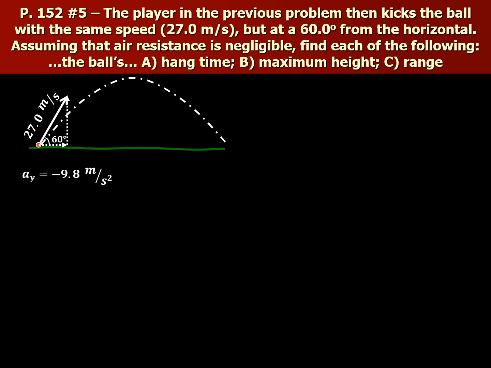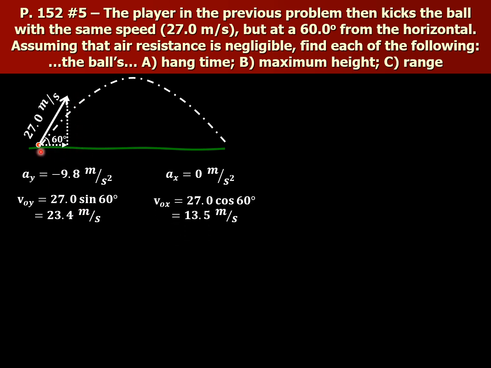Alright, so we're going to list all the information we know. We know the acceleration in the y direction is negative 9.8. We know the acceleration in the x direction is 0. We know the initial velocity in the y direction is now 23.4 because it's going to be 27 sine, which is still the opposite, and it's in the positive direction. And then the x direction is going to be the adjacent, which is cosine, so 27 cosine of 60, and that gives me 13.5.